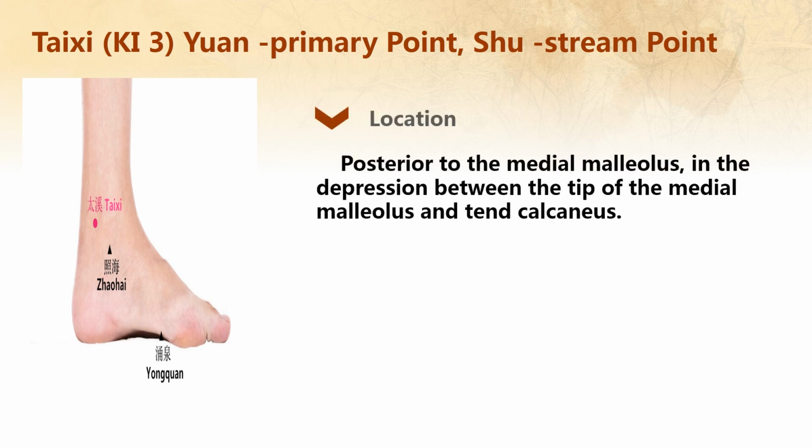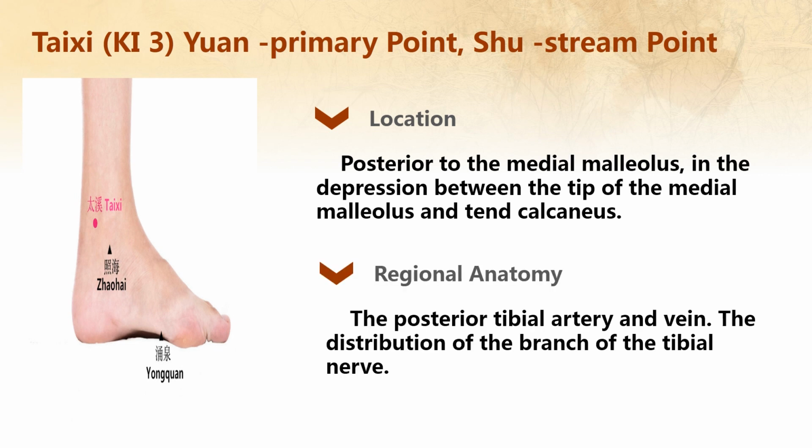The second point is Taixi. The acupoint is located posterior to the medial malleolus in the depression between the tip of the medial malleolus and tendo calcaneus.